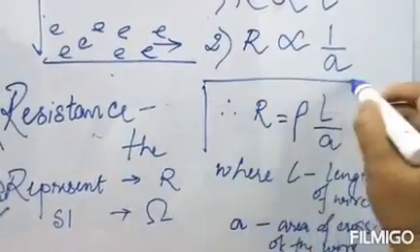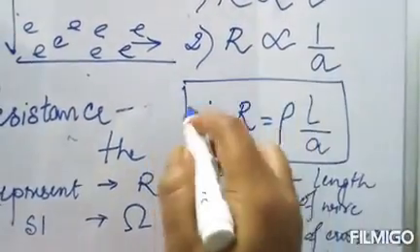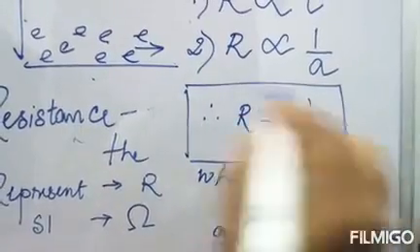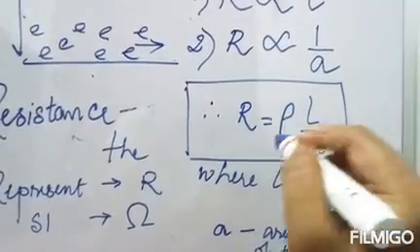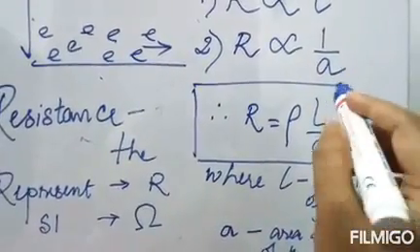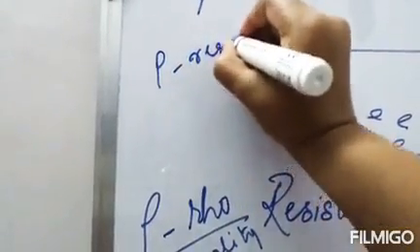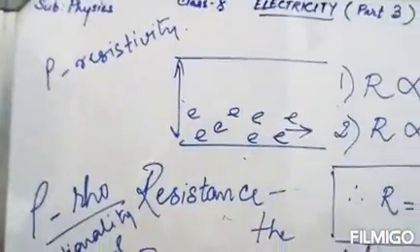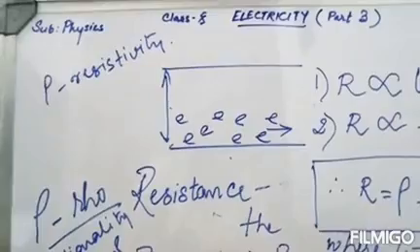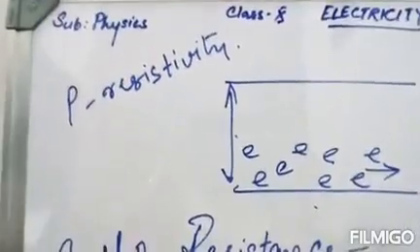So this is the mathematical expression of resistance, and how rho, length and area are related to resistance. From here, we need to find out rho. Now what is the SI unit of rho? This rho is known as resistivity, or the proportionality constant. Now what is resistivity then?